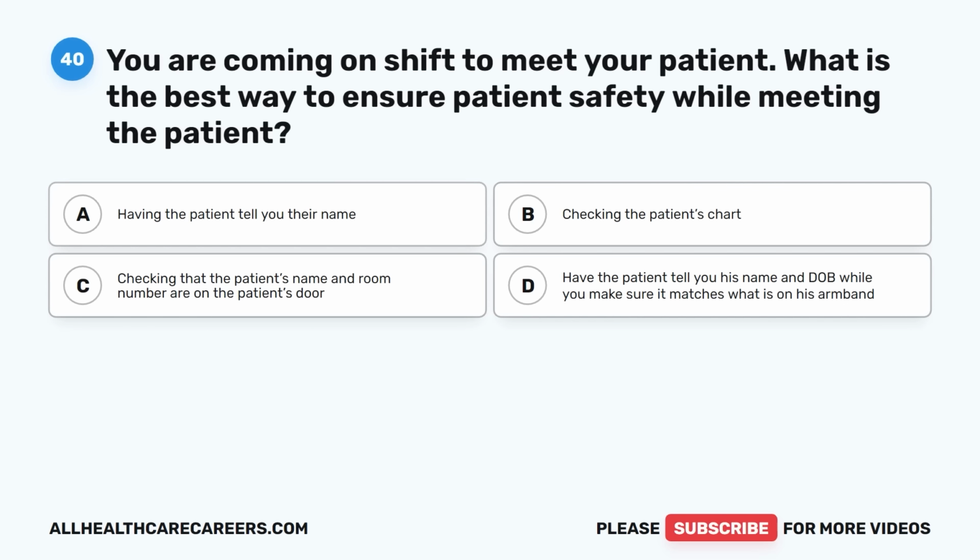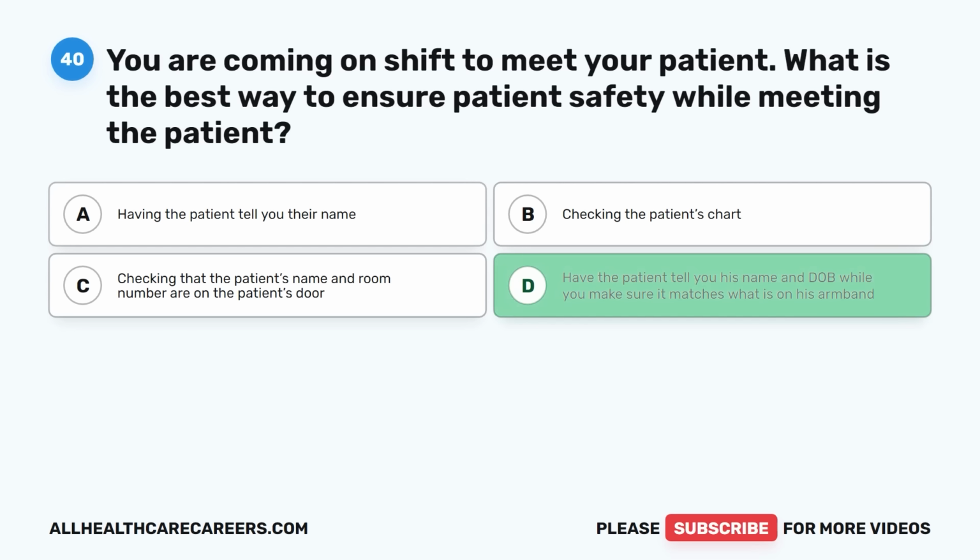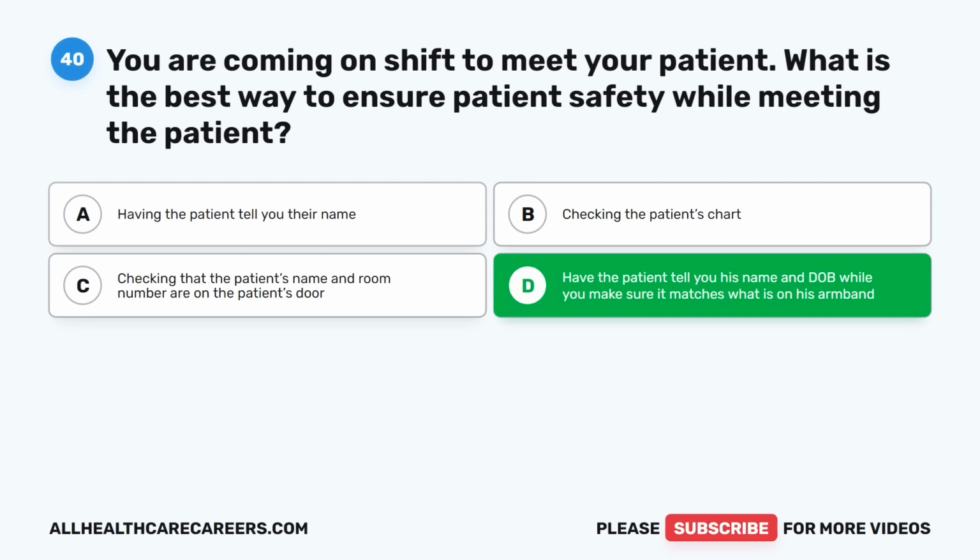Question 40. You are coming on shift to meet your patient. What is the best way to ensure patient safety while meeting the patient? A. Having the patient tell you their name. B. Checking the patient's chart. C. Checking that the patient's name and room number are on the patient's door. D. Have the patient tell you his name and DOB while you make sure it matches what is on his armband. The correct answer is D.